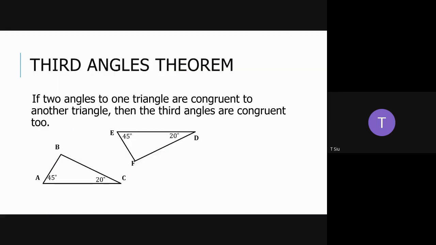Another theorem that we're going to talk about is the third angles theorem. If two angles of one triangle are congruent to two angles of a second triangle, then the third angles of both of those triangles must be congruent to each other. So, since we know angle A is congruent to angle E, and angle C is congruent to angle D in triangles ABC and EFD, then we can conclude that angle B is congruent to angle F.